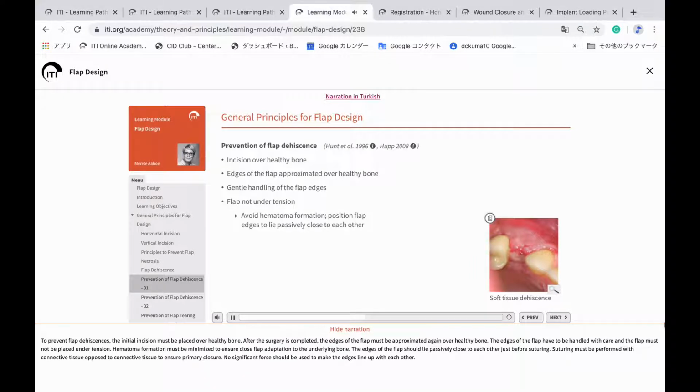Hematoma formation must be minimized to ensure close flap adaptation to the underlying bone. The edges of the flap should lie passively close to each other just before suturing. Suturing must be performed with connective tissue opposed to connective tissue to ensure primary closure. No significant force should be used to make the edges line up with each other.